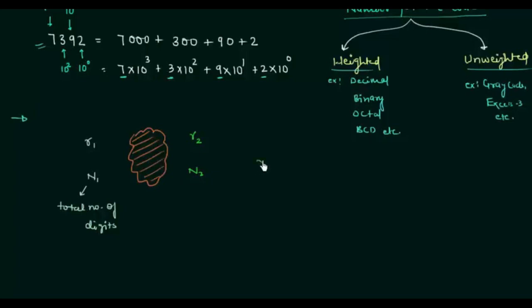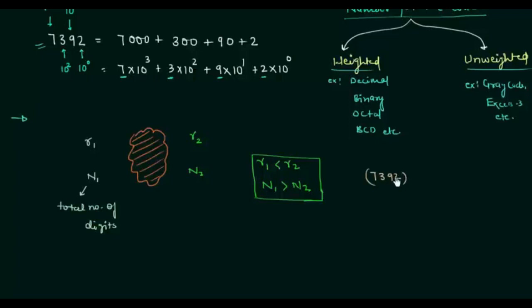For instance, let's say the base R1 is smaller than the base R2. Then capital N1 is greater than capital N2. This is a very important point: when we increase the base, the number of digits required to represent the quantity decreases.